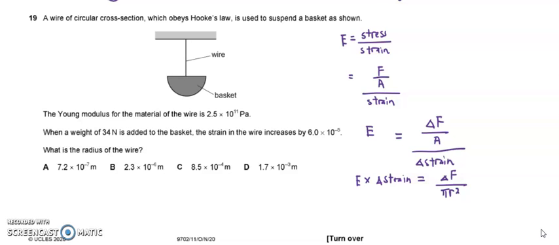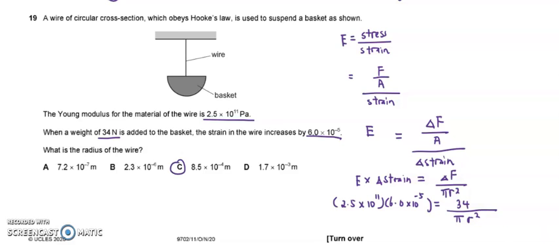E is given as 2.5 times 10 to the power of 11. The change in the strain, which is the increase, is 6.0 times 10 to the power of -5. The increase in the force is 34 Newton over pi r squared. So we find r squared and then take the square root, and we should get 8.5 times 10 to the power of -4.